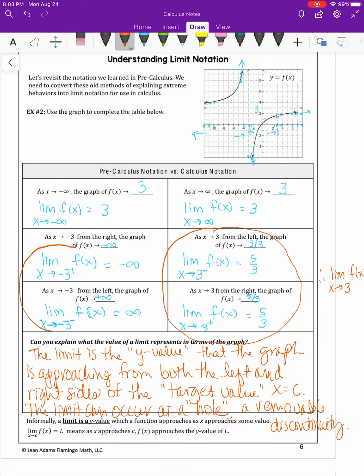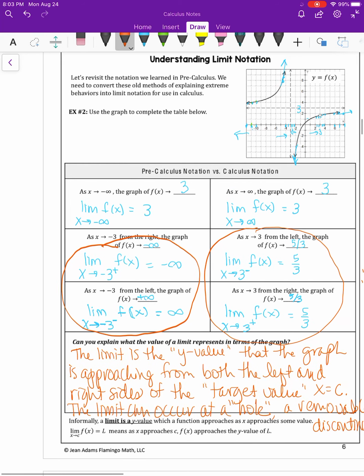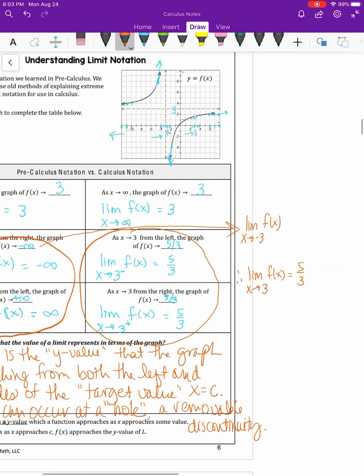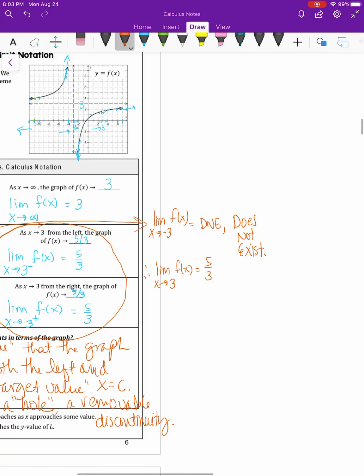When we're approaching -3 from the left and the right, from the right it's negative infinity, from the left it's positive infinity. So for that one we would say that the limit as x approaches negative 3 of f of x equals DNE. And remember, that stands for does not exist. That limit does not exist because the left-hand limit does not equal the right-hand limit.